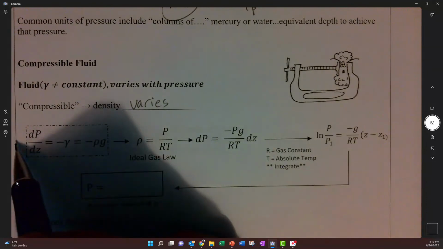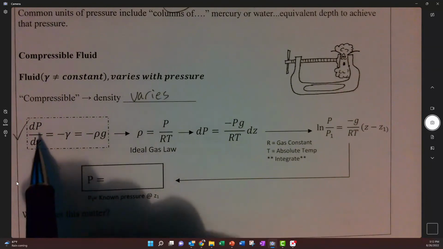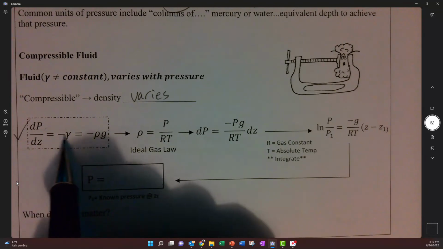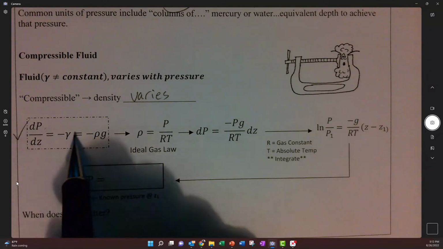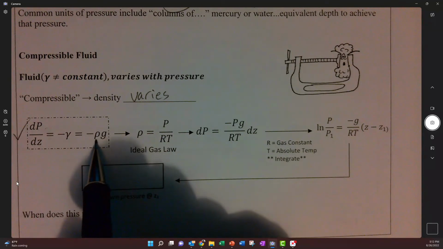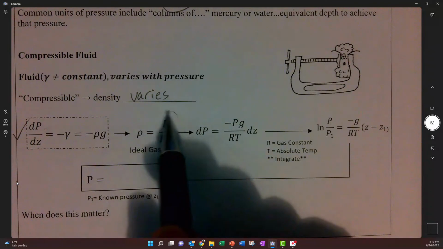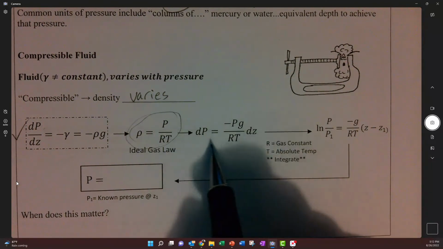And here's the equation that we just wrote up above, right? The differential pressure, as you go in the vertical axis, is equal to negative gamma, because pressure is increasing as you go downwards. And of course, that gamma is density times gravity. So we could do this in terms of the ideal gas law.